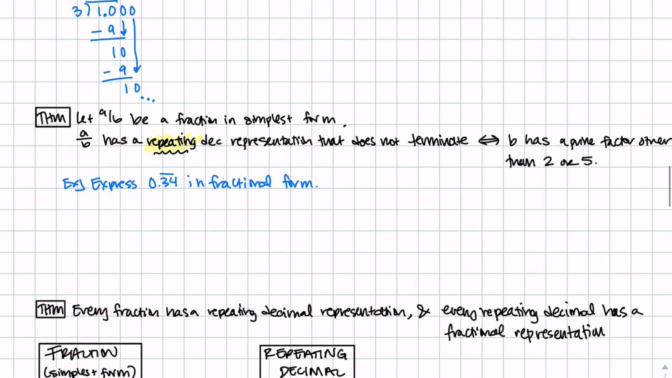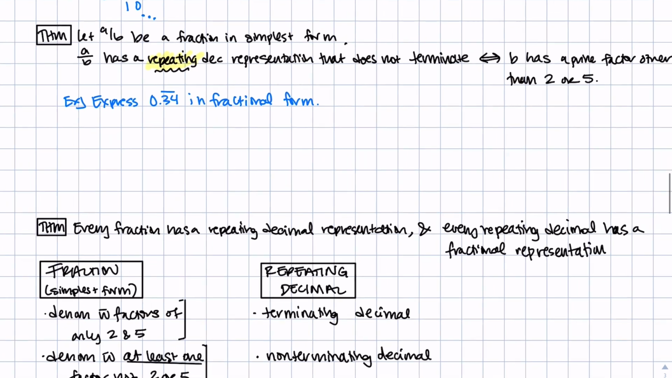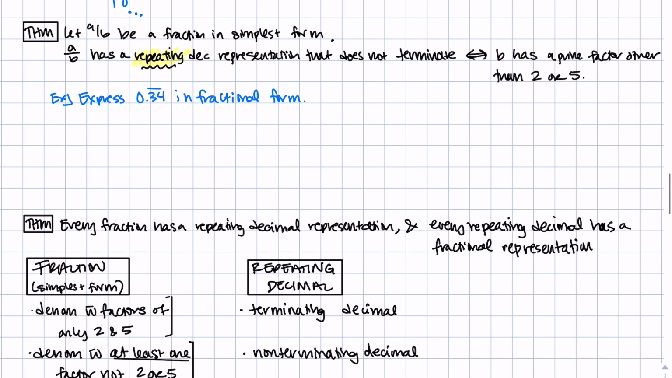So I'll reiterate this at the end here. Actually, I'll reiterate it right now. I think these are different formulations of the theorem. There are subtle differences here, but I'll summarize what's happening. Every fraction has a decimal representation, and every repeating decimal has a fraction representation.